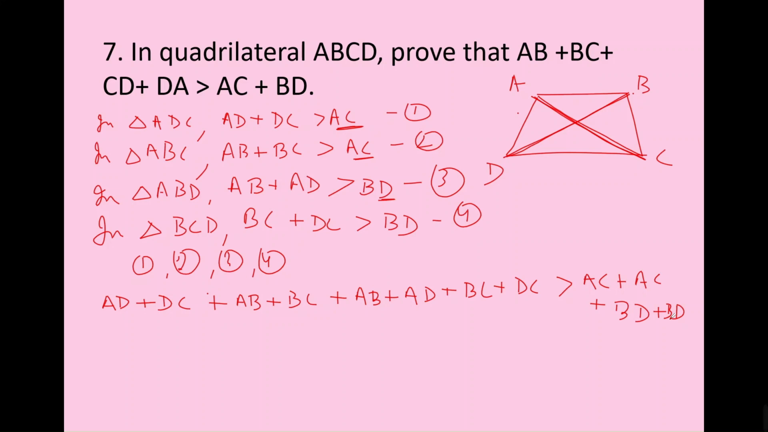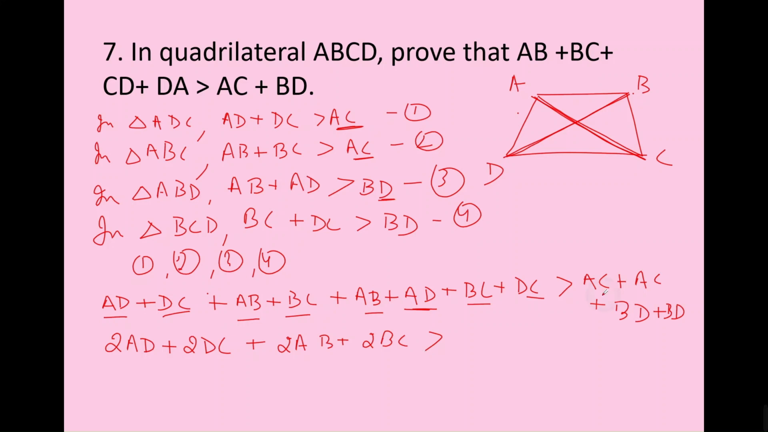So now whatever we can combine, we'll combine. You can see that I have got 2 ADs, right? Then I have 2 DC also, 2 AB also and 2 BC also, right? So if you want to write it one step at a time, you can write it like this. Or you could have done it all together.